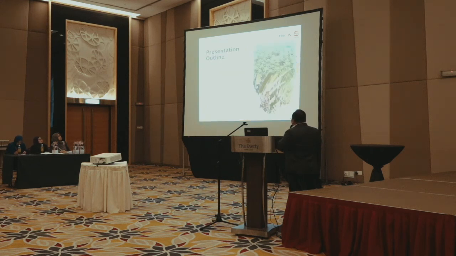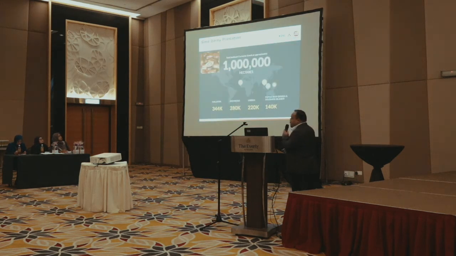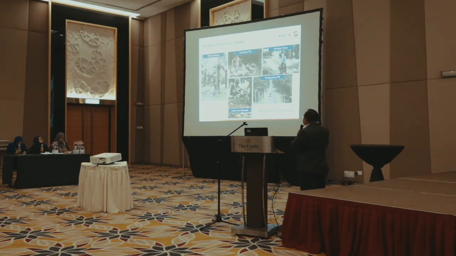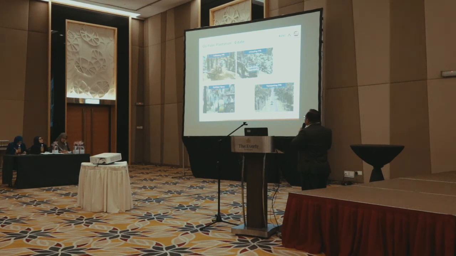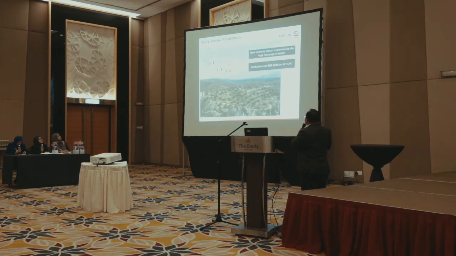Okay, we start with oil palm estate 4.0. As I mentioned just now, we are very big, with 1 million hectares. This is an example of the activities in the estate: FFB harvesting, collecting of FFB, fertilizer spraying, loose fruit collection. We have more than 90,000 estate employees, so it is a very labor-intensive industry. This is some of the mechanization in the estate. Basically, oil palm estates are very intensive in labor, monitoring is one of the main concerns, and there are also high production costs.